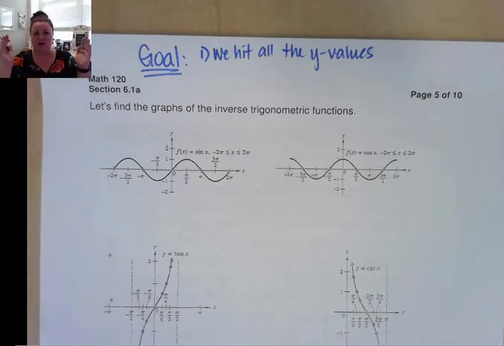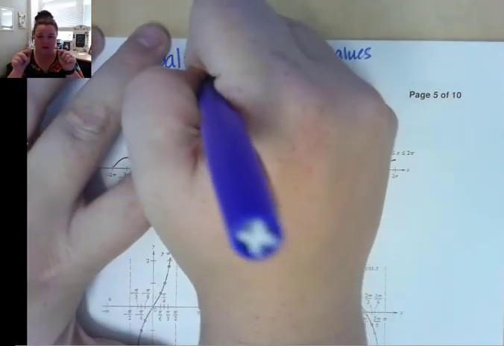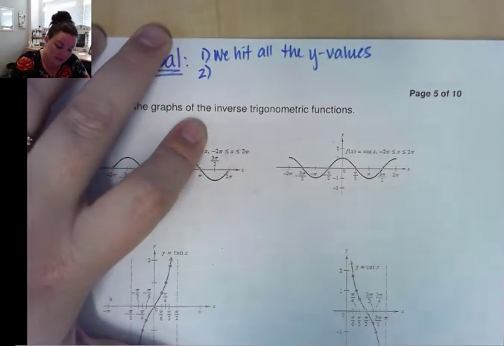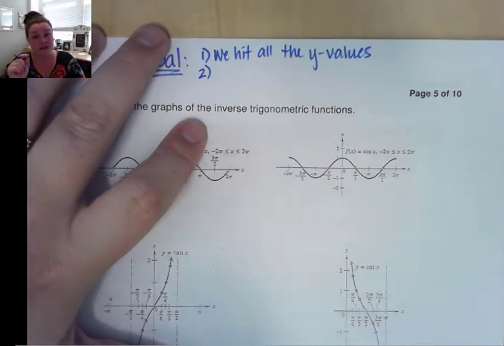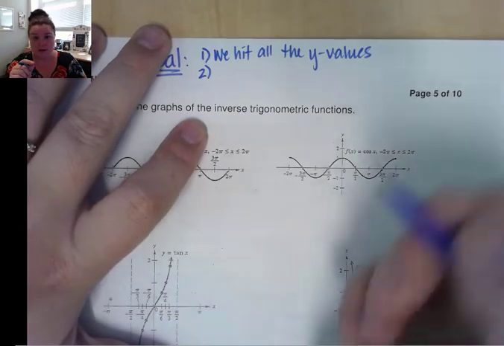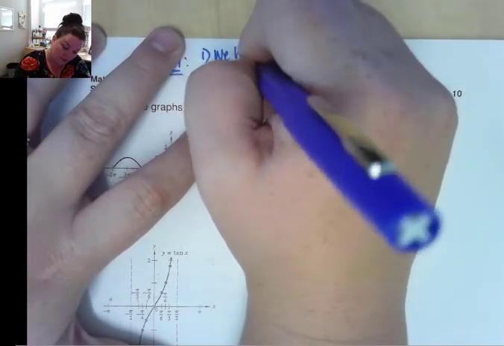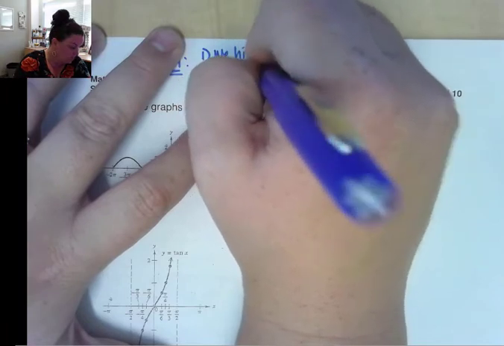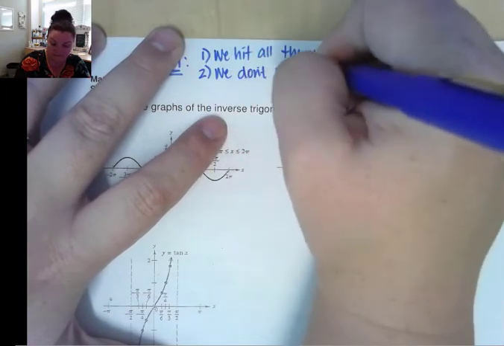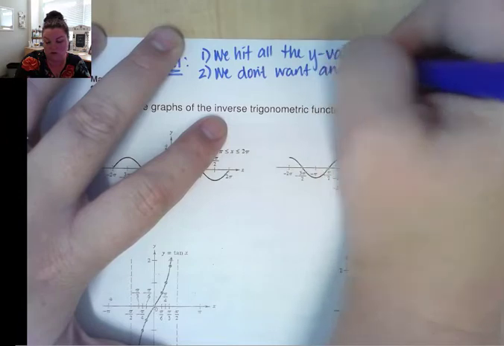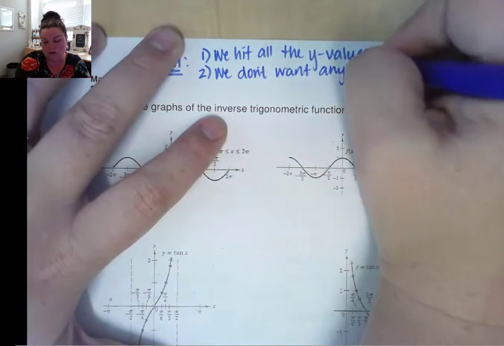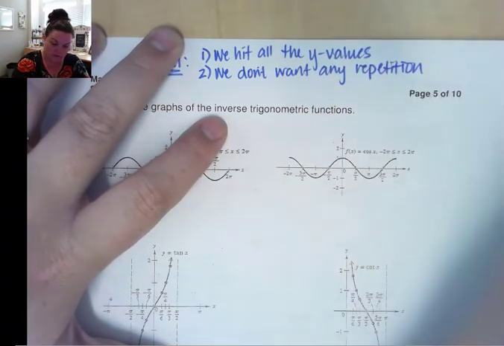If we restrict our domain too much, we may not hit the higher ones, or we may not hit the lower ones. We want to make sure we hit all of them. The second thing we want to do is, even though we want to hit all of them, we don't want to hit the y values more than once, right? We don't want repetition. So let's say we don't want any repetition.